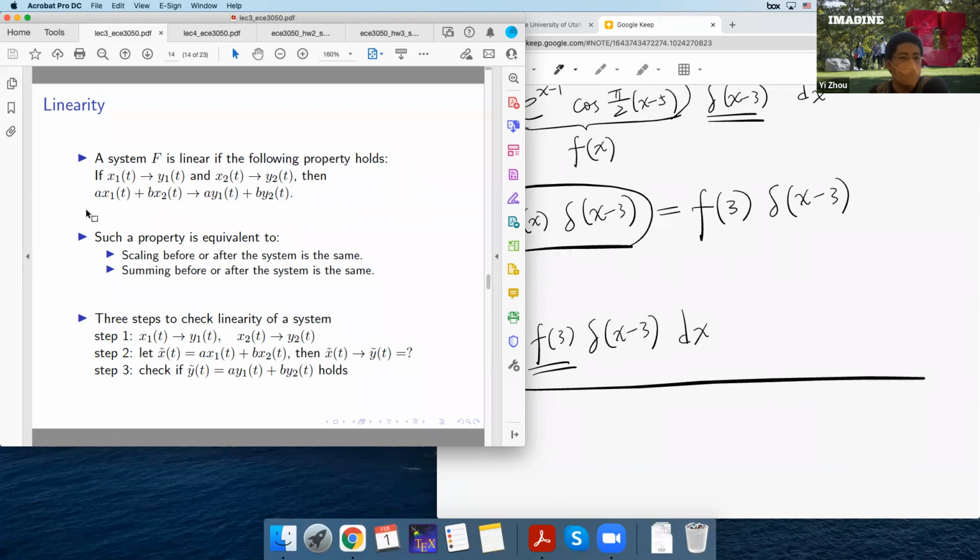And because this is an arbitrary linear combination, this linearity property also implies that the system is equivalent to scaling. So if the input is only A times X1, so set B equal to zero, then the corresponding output is A times Y1. So basically, the output will be scaled with the same factor A.